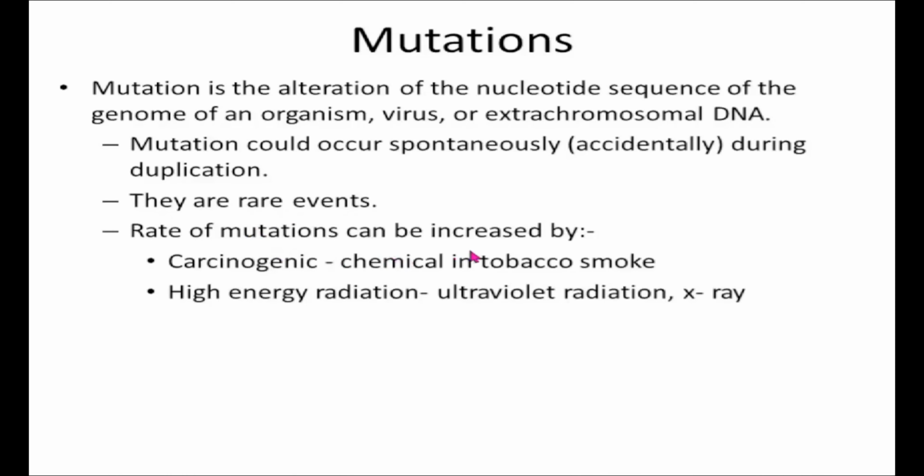The rate of mutations can be increased by carcinogenic chemicals in tobacco smoke. Smoking tobacco is bad, don't smoke, because it will cause mutation, and then it will cause what? Cancer. Carcinogenic means cancer-causing. High-energy radiation, that is UV radiation and X-rays, are also factors which can increase mutations.